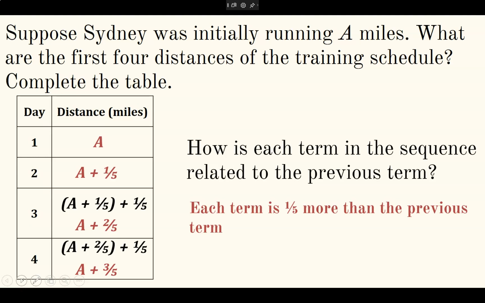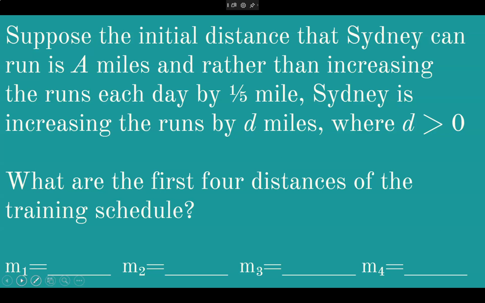All right, now let's suppose our initial distance is A miles, but instead of saying she's increasing by 1/5, she's increasing by D miles. We don't know what it is. Where D is bigger than 0, it means she has to do something, right? We can't have D equals 0. She's not going to take a day off. Not allowed. She has to do something.